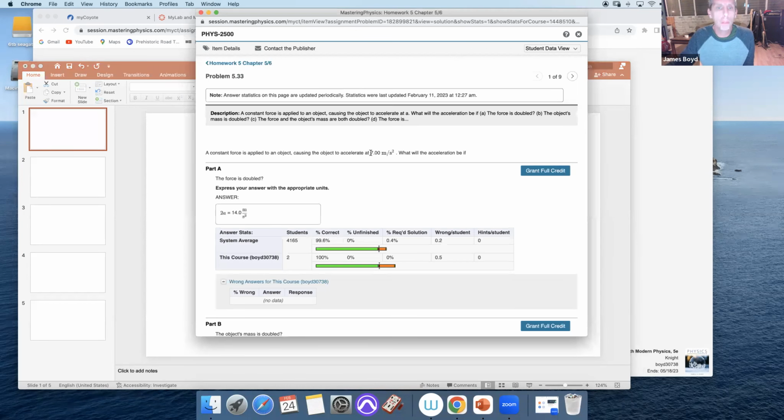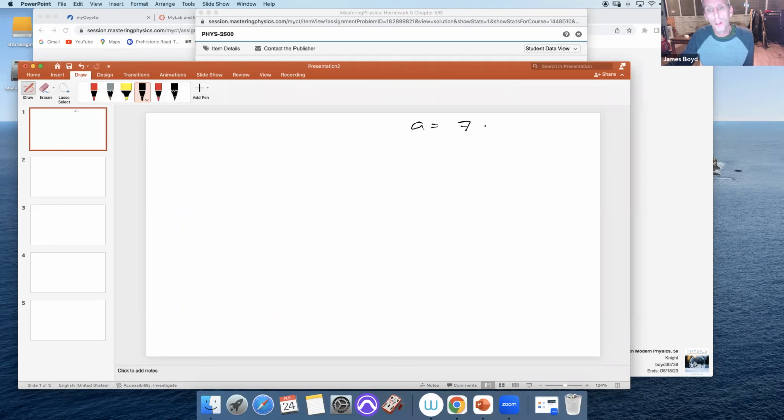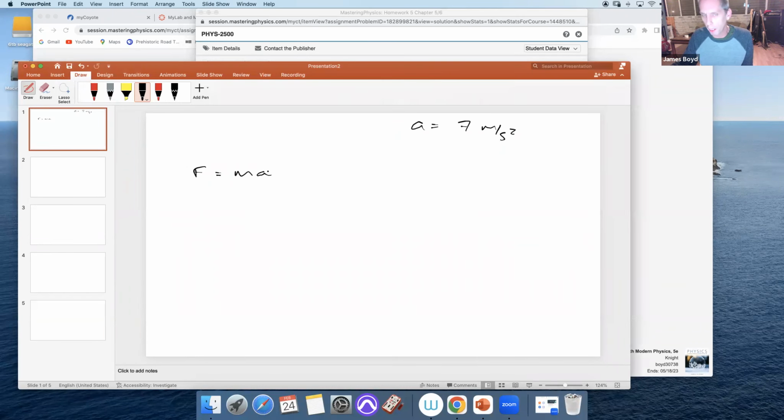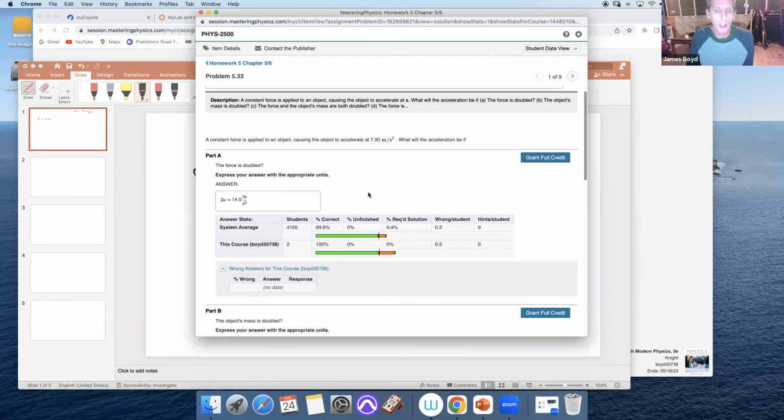Our first problem says that a constant force is applied to an object, causing it to accelerate at 7 meters per second squared. And F is equal to ma. This problem is actually super simple. If we double the force, we double the acceleration. That's simple enough. So our acceleration will be 14.